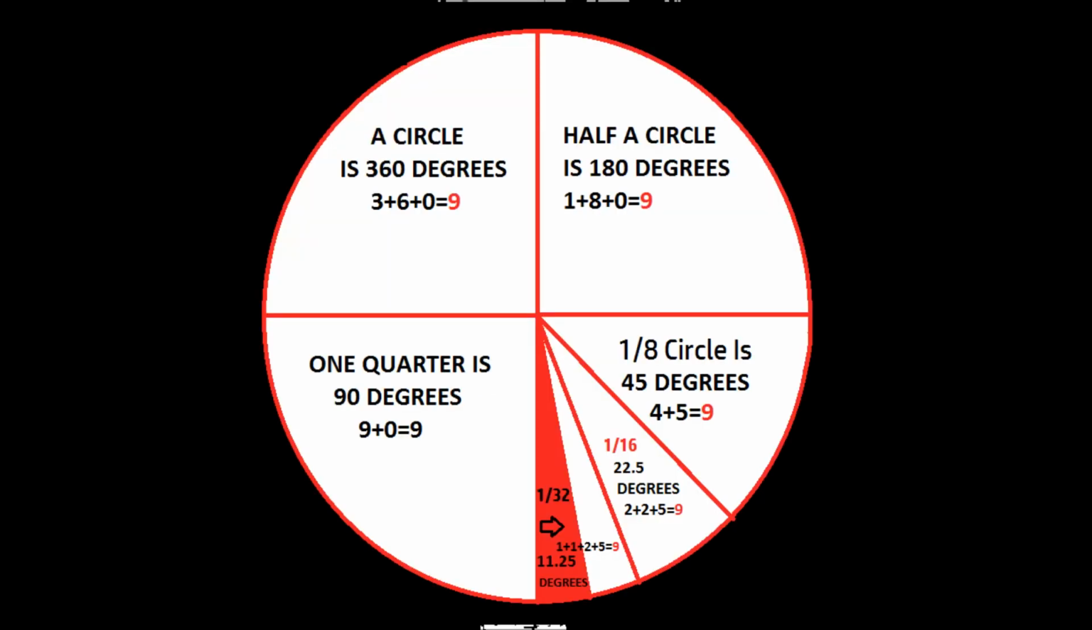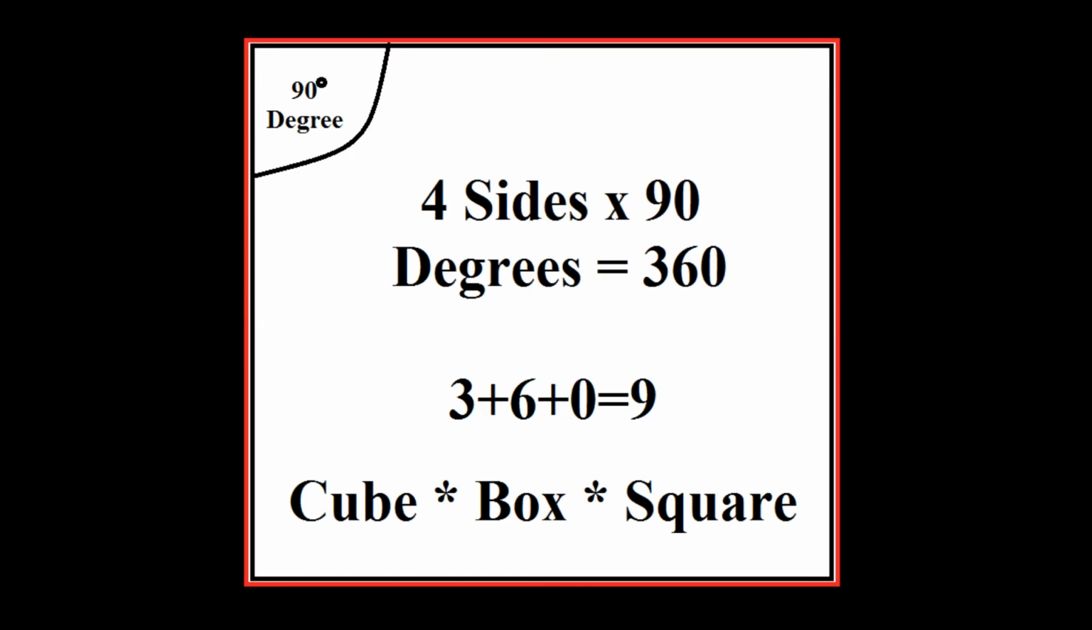So we know that a whole circle is 360 degrees, and when you add up the 3, the 6, and the 0, you get the 9. But as we break it all the way down to smaller fractions that we haven't discussed yet, even at 1/16, which is 22.5 degrees, those numbers add up to 9. The same with 1/32, 11.25: the 1, 1, the 2, and the 5 equals 9. So yeah, that was pretty cool too.